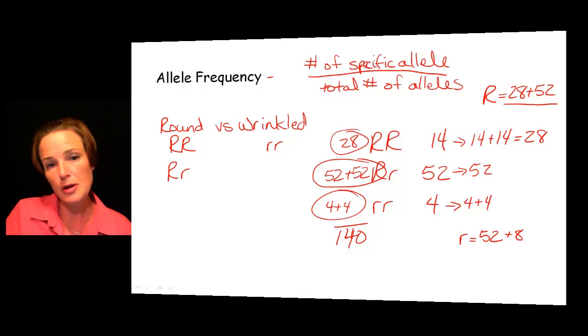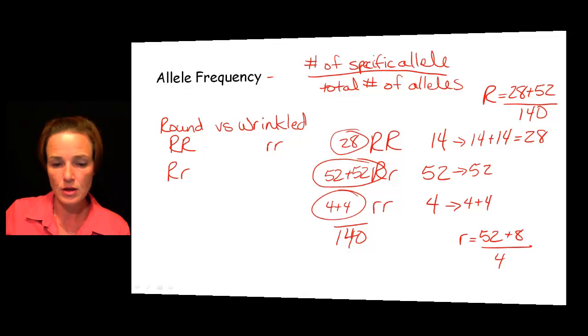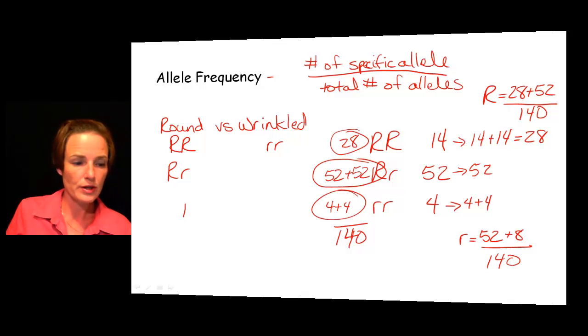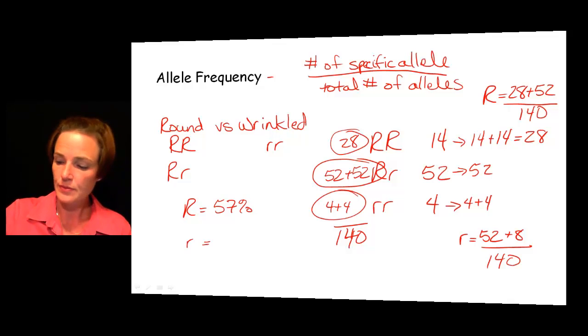140. That's my total number of alleles, so I'm going to put that on the bottom right here and here. And so now we're just converting it into a percentage. So for capital R, go ahead and plug that into your calculator. Okay, and what I've come up with for capital R is going to be 57%. And then for lowercase r, we've got 40, I'll round it to 43%.